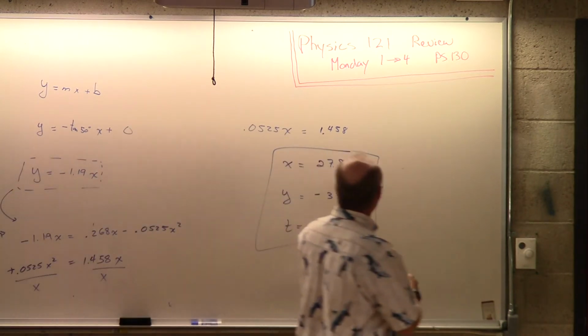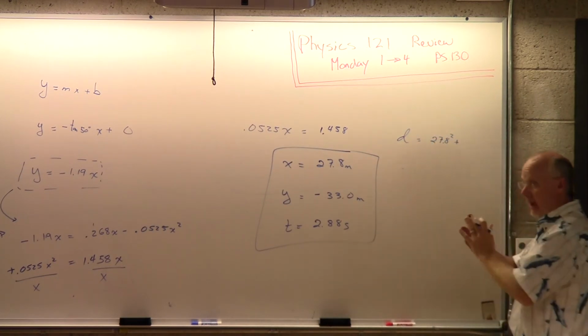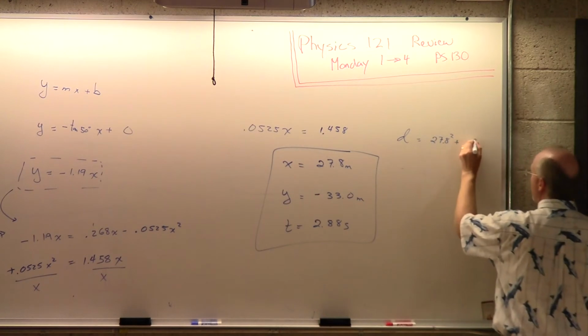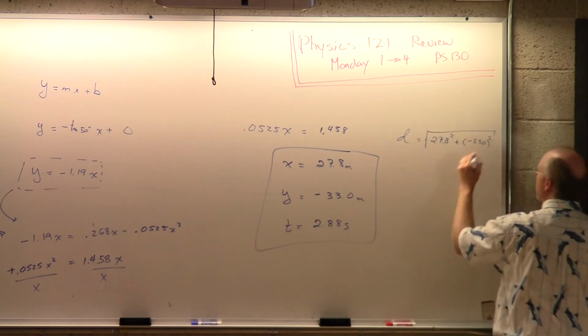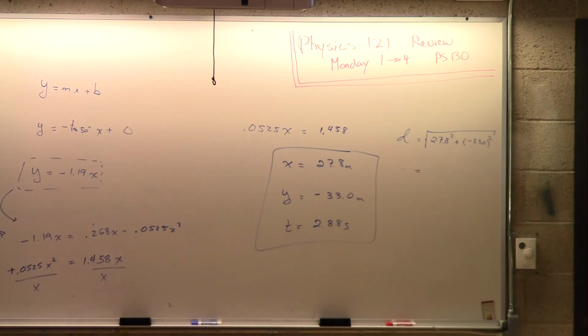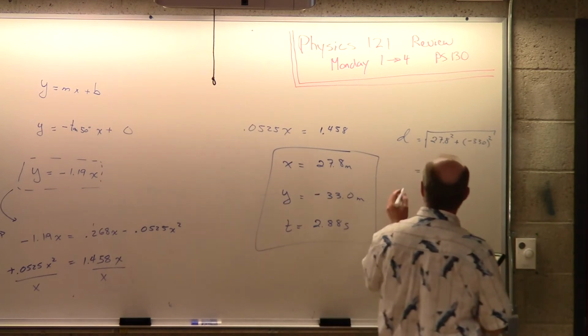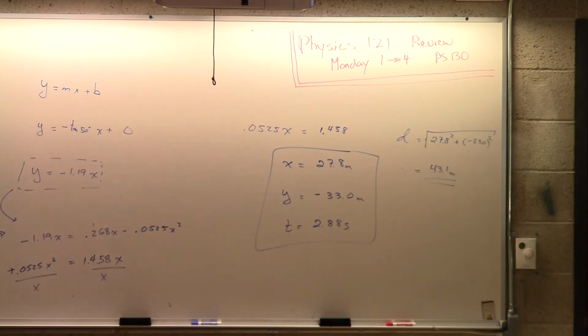But I think you can see it now. D is what? Yeah, we got to do the Pythagorean theorem here. We got to take how far in the x squared, how far in the y squared, add them together, and take their square root. So Pythagorean's theorem here, the sum of the square of the legs equals the square of the hypotenuse. So the 27.8 squared plus the 33 squared equal, and square root of all of that is about 43.1. So now we can answer A, what is the distance down the ramp? 43.1.